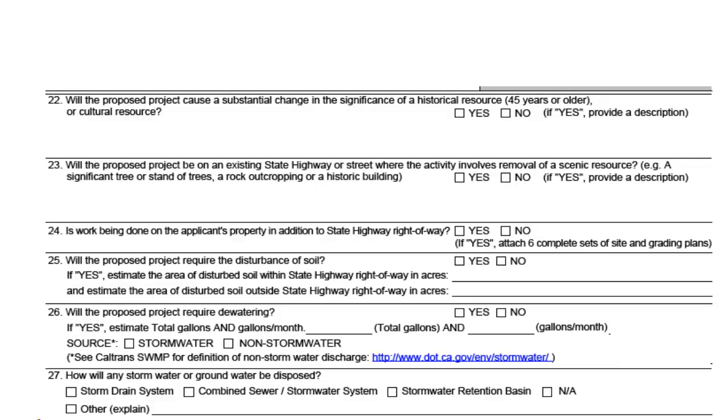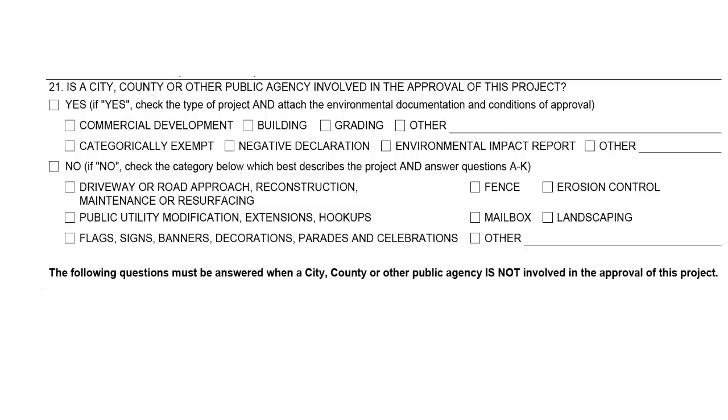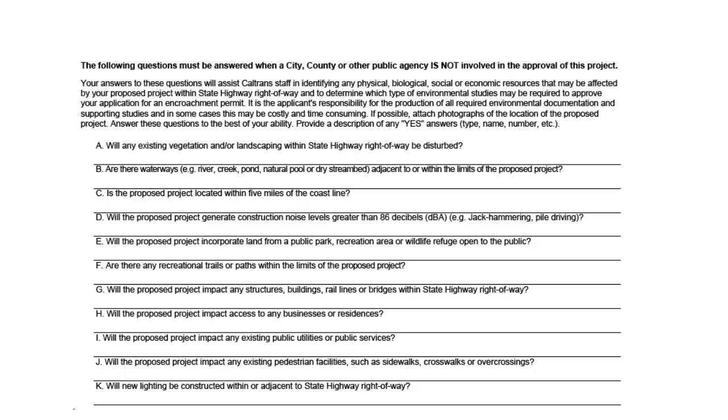While these questions are extremely important and cannot be skipped, the questions only cover some of the impacts your project may have on the surrounding area. If a local agency has led you through the environmental process, then check yes to question 21 and provide the environmental document as a supporting document in your standard encroachment permit application package. If a local agency has not been involved with your project, then check no for question 21 and answer questions A through K and questions 22 through 24.